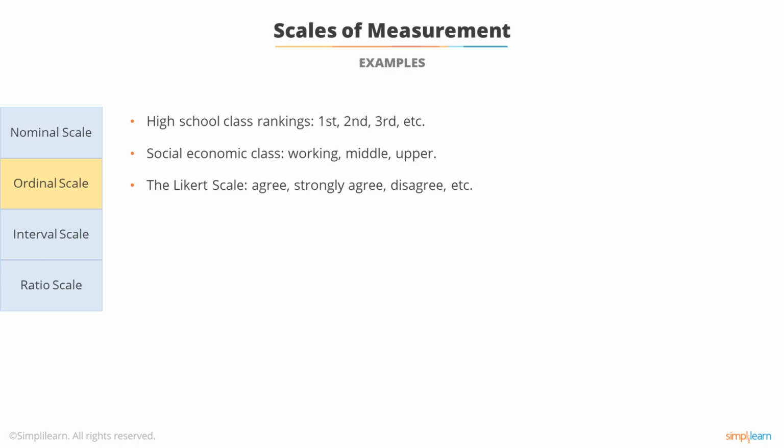Socioeconomic scales, like working class, middle class, and upper class. We know there's an order to these, but the discrepancy between these may be different. Or a Likert scale, where we talk about whether somebody agrees, strongly agrees, disagrees, or strongly disagrees with something.